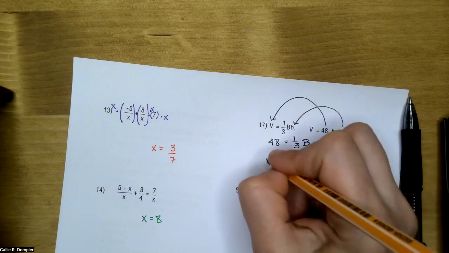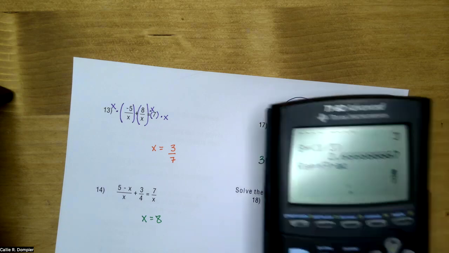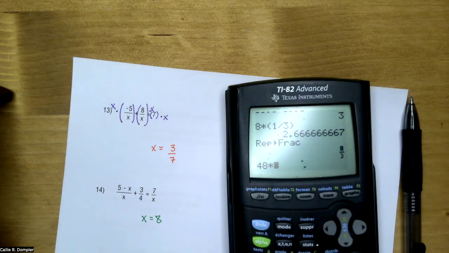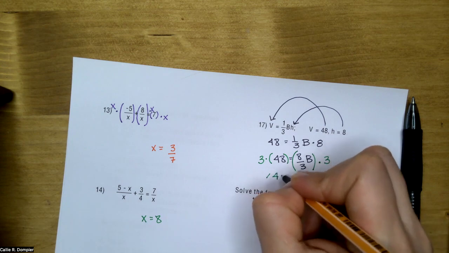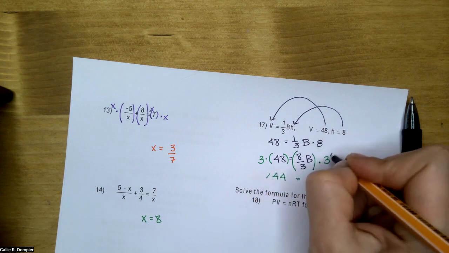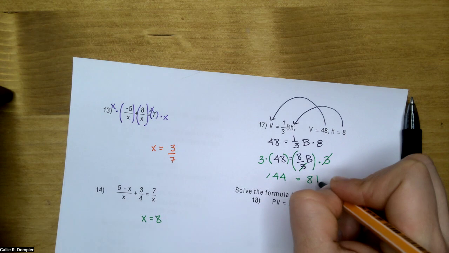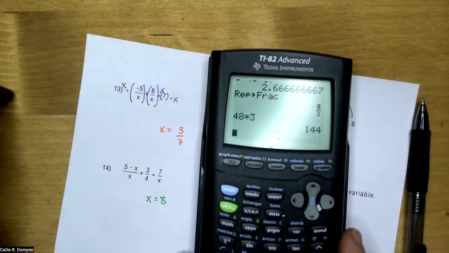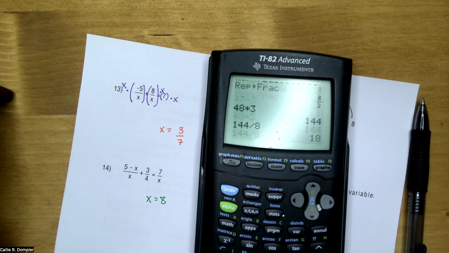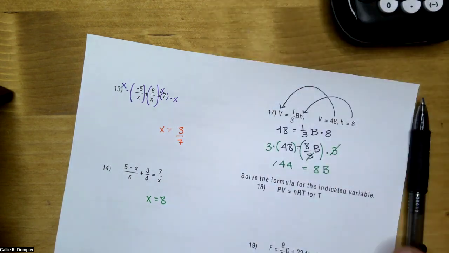Anything I do to that side, I should do to this side. So 48 times 3 is 144 equals, that cancels that, 8B. Now B is still being multiplied by 8, so we're going to divide it by 8. 144 divided by 8 is 18.